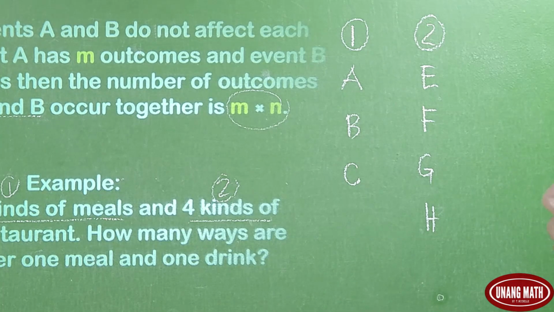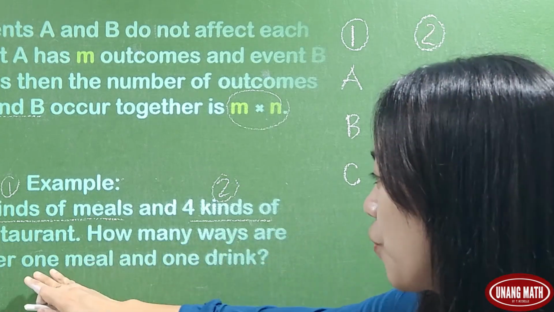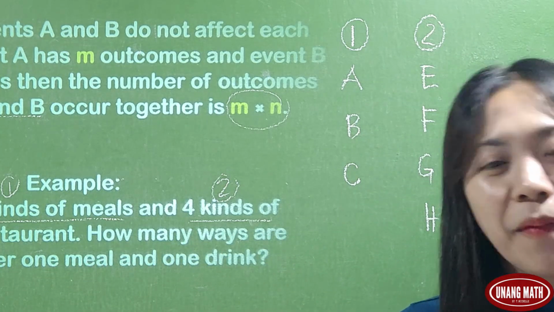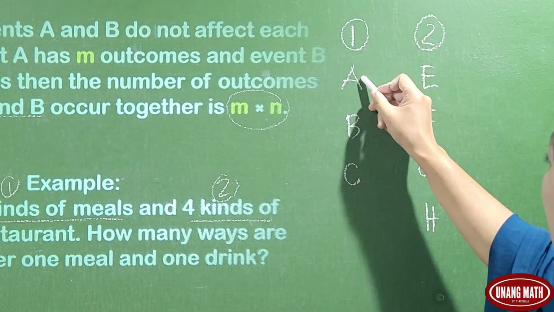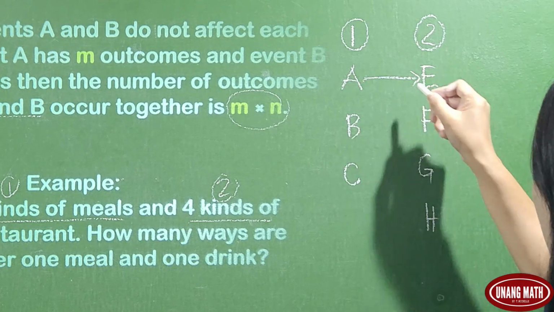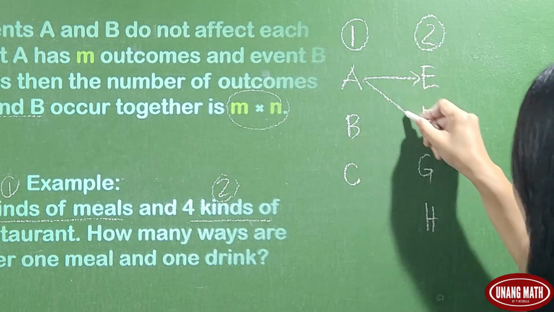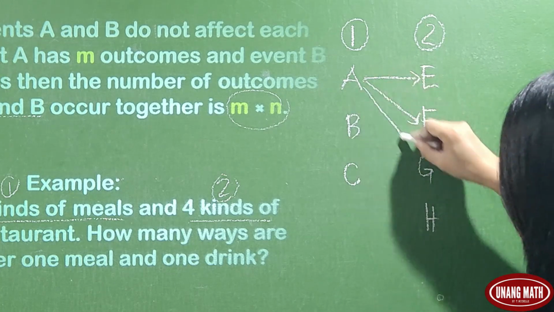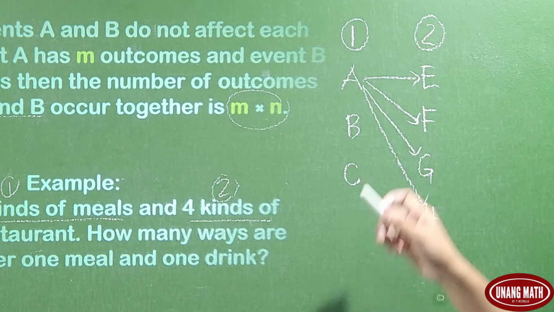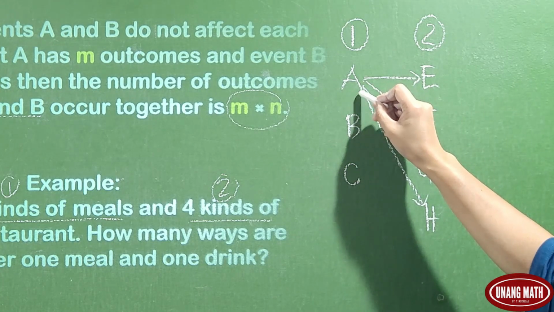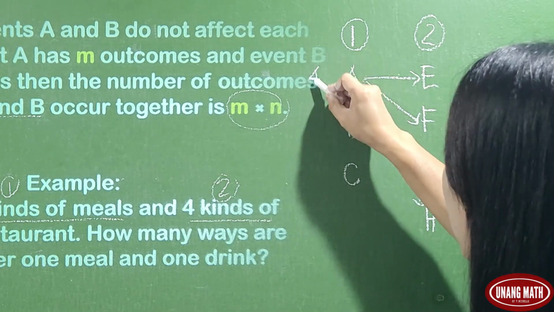Now, to find out how many ways there are to order one meal and one drink, we can think like this. For this meal, this drink is a possible pair. This is also a possible pair. Possible also, and this is also possible. So for this meal, we have 4 outcomes or possible ways.